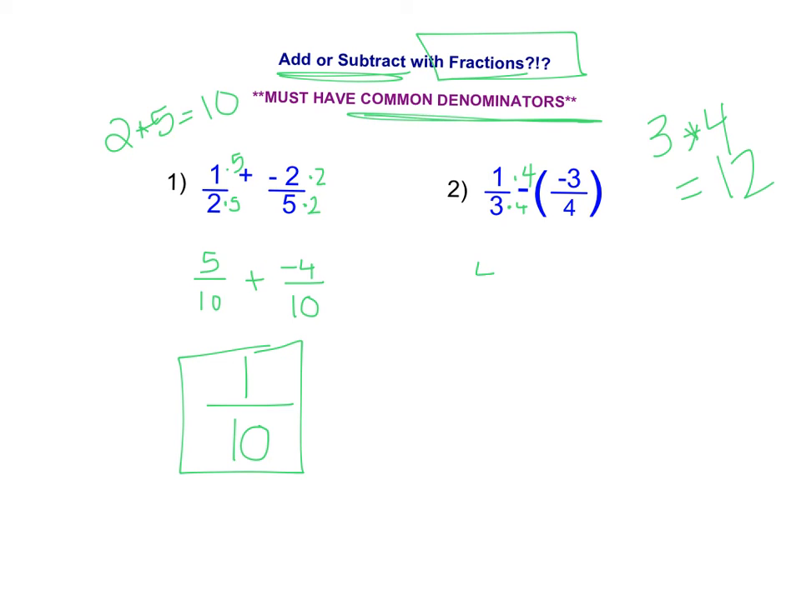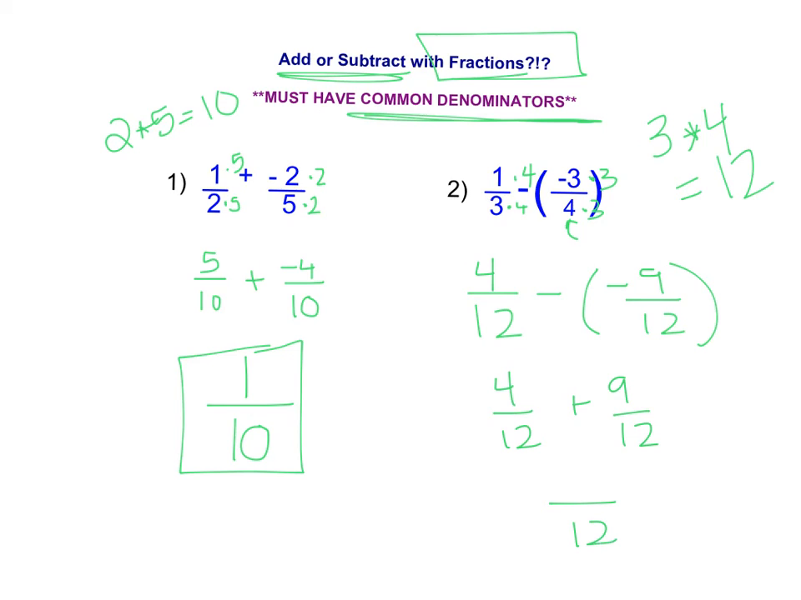So that becomes 4 over 12 minus, okay, I need to have a 12 in the bottom here, so I must multiply by 3 in both the top and the bottom. So it's minus a negative 9 over 12. I also know from the previous slide that if I'm subtracting a negative, that changes into addition. So this minus becomes plus 9 over 12. So I'm trying to figure out how many 12ths I have. I have 4 plus 9, which gives me 13/12.